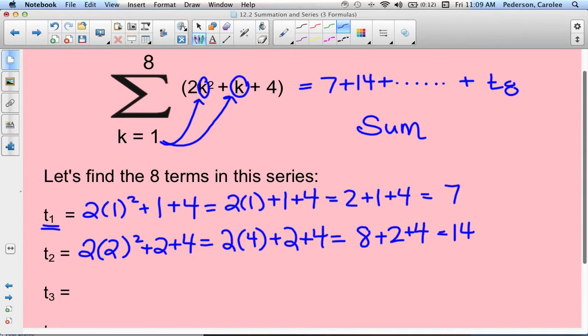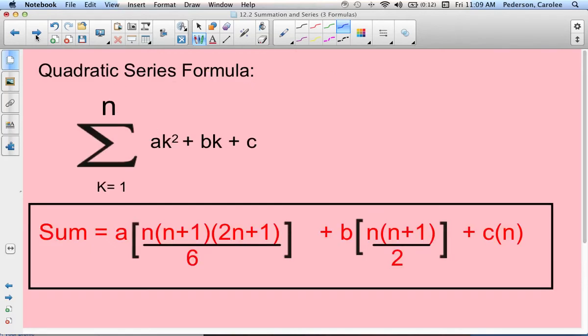What we can do instead is use this formula. And the only numbers we have to substitute in are the a, b, c, and n. So here's our a, here's our b, here's our c, and then all of the places for the n. So if you do need to pause, go ahead and do that. And let's go ahead and do an example.